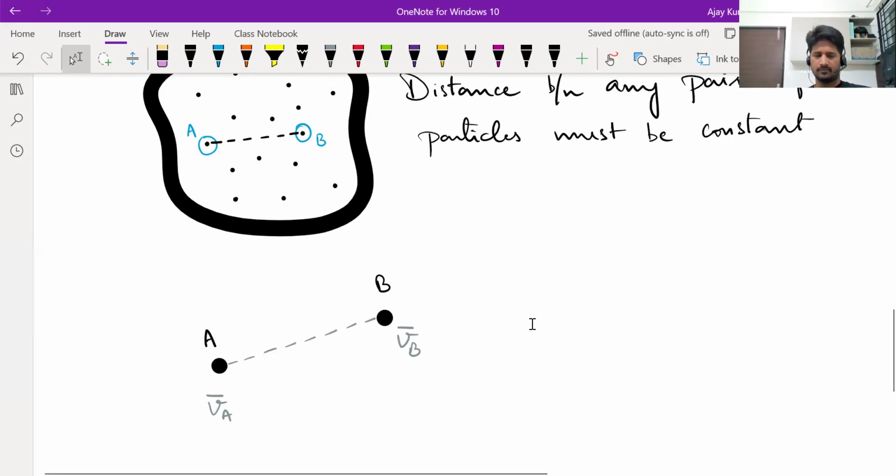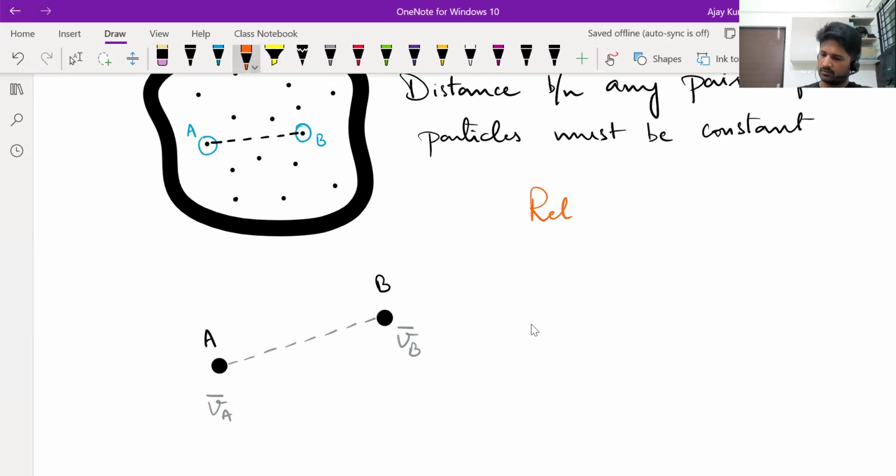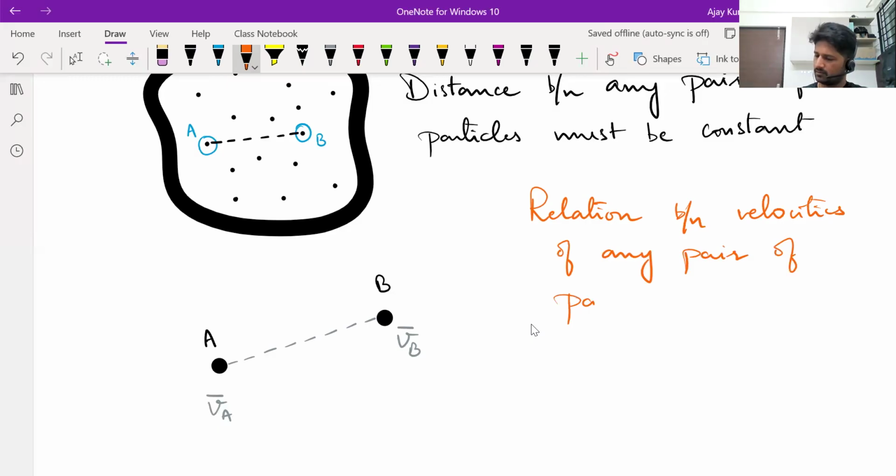Think about it. VA equal to VB, sir. Okay, good. That is one possibility. Fine. So we are discussing the relation between velocities of any pair of particles. One pair we have considered is A and B. One possibility is that VA is equal to VB. Correct. See, if both have the same velocities, they'll undergo equal displacements in equal intervals of time.